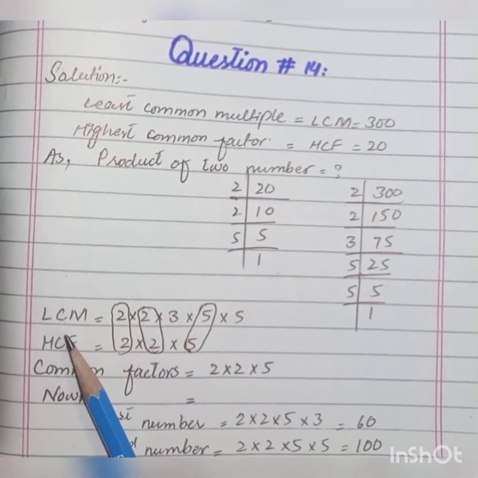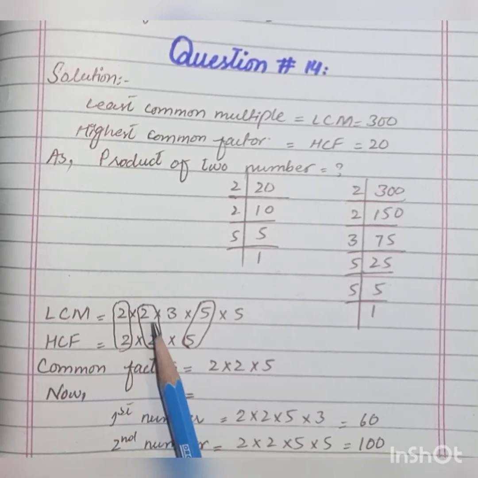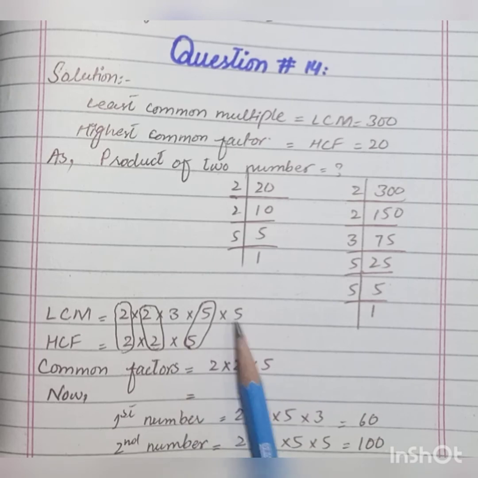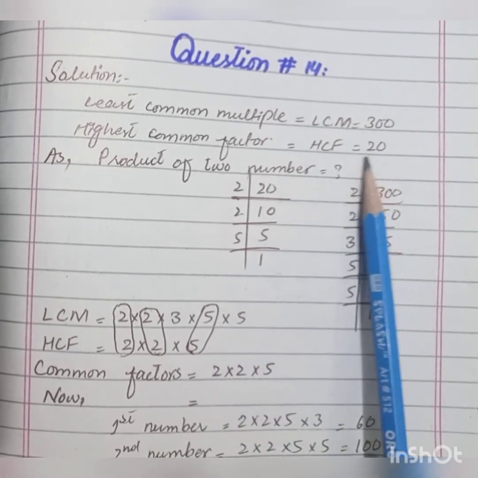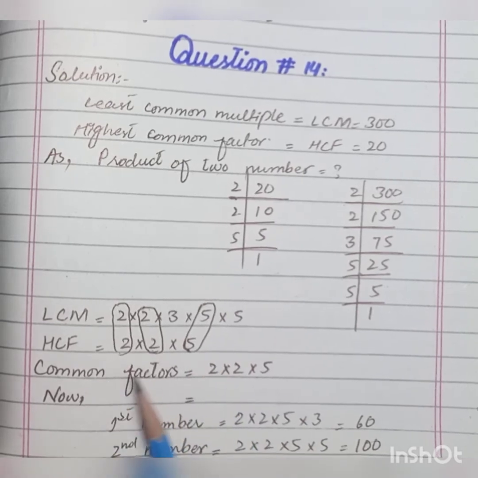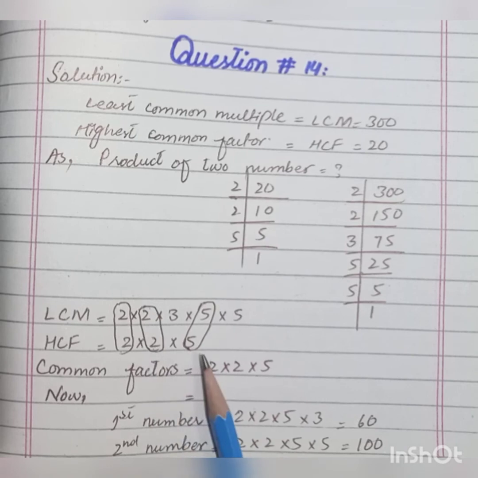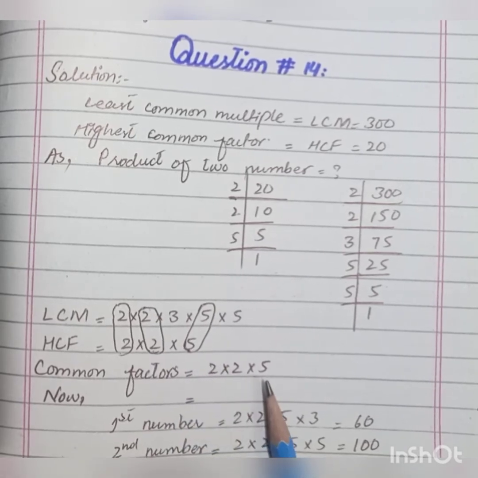Now I have mentioned here that for the LCM, the prime factors are 2 multiplied by 2 multiplied by 3 multiplied by 5 and multiplied by 5. And for the number 20, the HCF is 2 multiplied by 2 multiplied by 5. Now we have to find the common factors. You can see here the common factors are just 2, 2 and 5. It means 2 multiplied by 2 multiplied by 5.